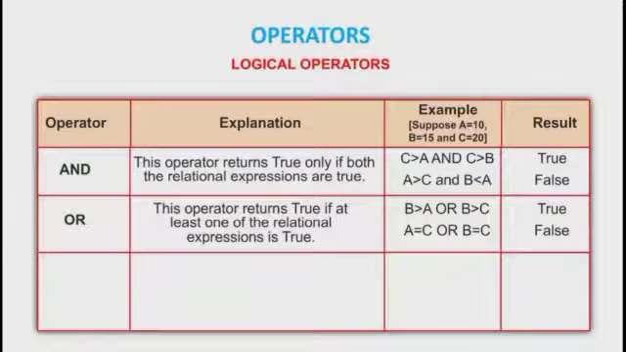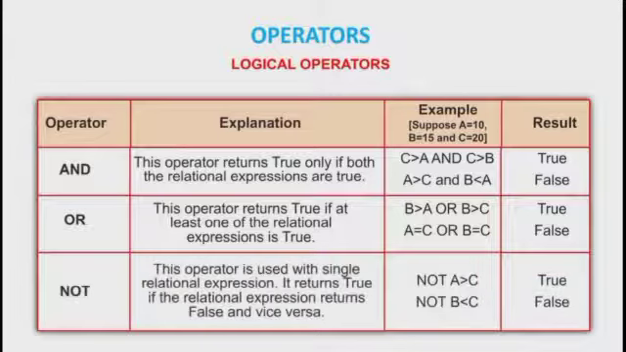OR: this operator returns true if at least one of the relational expressions is true. B is greater than A or B is greater than C. Here B value is 15 and A value is 10. Again B value is 15 and C value is 20. So the result is true. A is equal to C or B is equal to C. A value is 10 and C value is 20. Again B value is 15 and C value is 20. So the result is false.